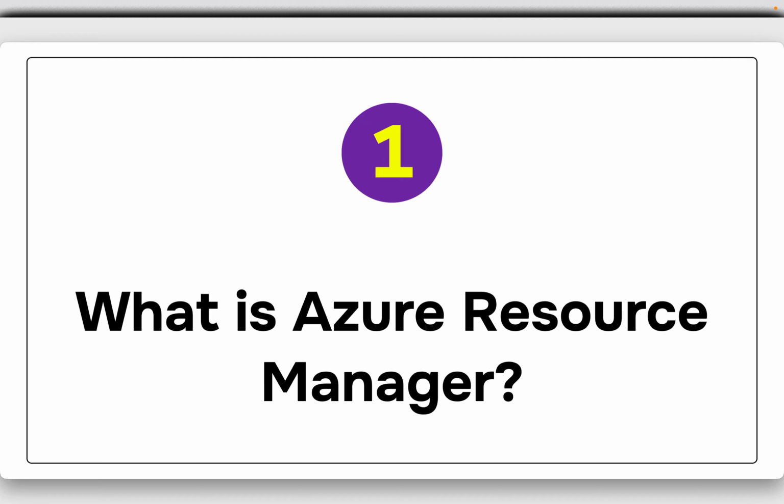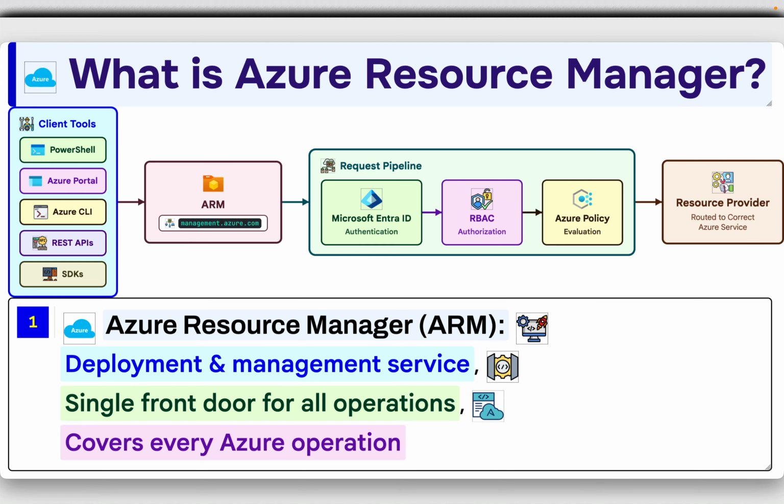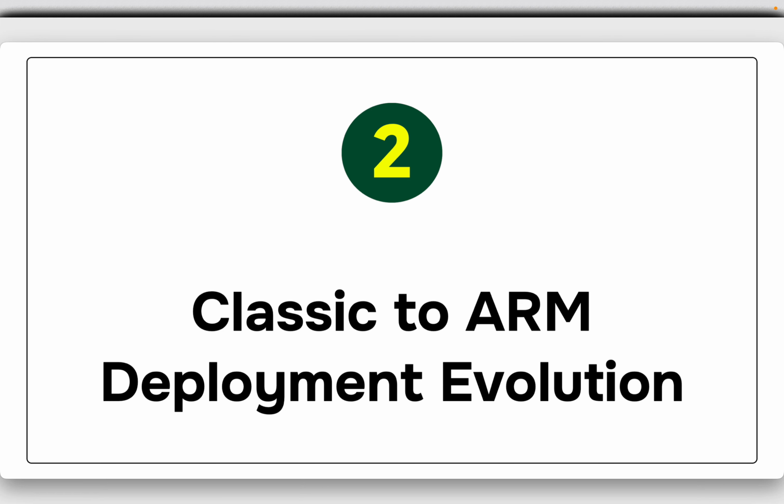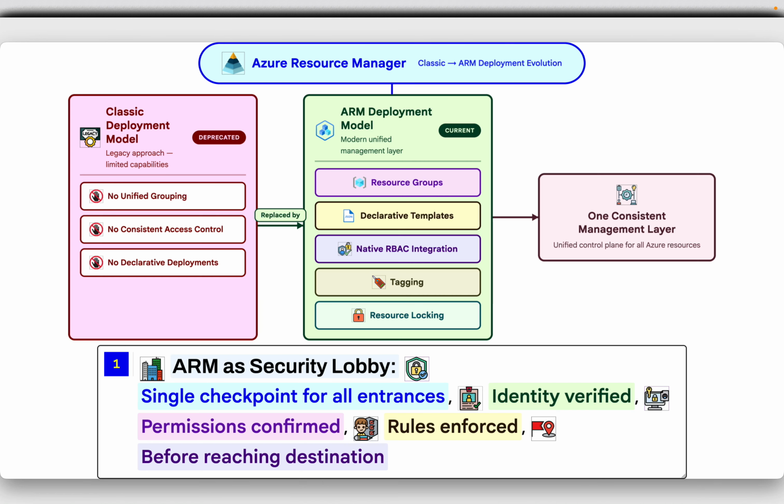First topic, what is Azure Resource Manager? Azure Resource Manager is the deployment and management service for Azure. It acts as the single front door for all operations and covers every Azure operation. The request flow works like this: Azure Portal, Azure CLI, PowerShell, REST APIs, and SDKs all flow through management.azure.com. Every request is authenticated via Microsoft Entra ID, authorized through RBAC, evaluated against Azure Policy, and then routed to the correct Azure service.